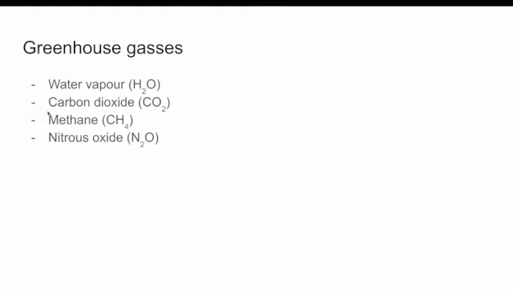Methane is another greenhouse gas. This one comes mostly from agricultural things, like for example cows. When they fart, they release methane. So that's CH4. And nitrous oxide.